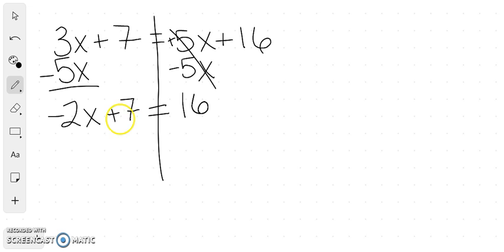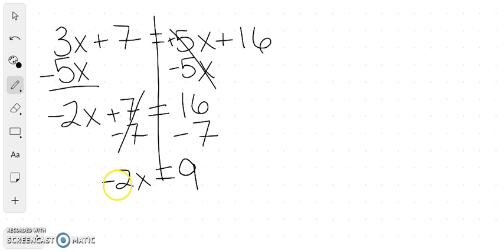In a two-step equation, we usually end up doing this plus or minus piece first, so since it's positive 7, we minus it. That's the inverse or the opposite. Bring down the negative 2x. 16 minus 7 is 9. And then this is negative 2 multiplied by x.